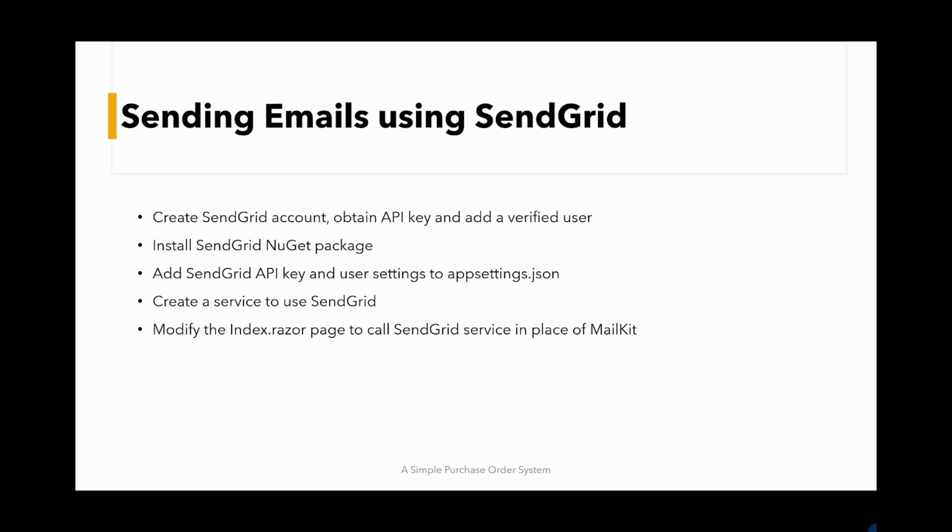The steps required to swap to SendGrid are to create a SendGrid account, obtain an API key and configure SendGrid settings, in particular a verified user, install the SendGrid NuGet package in our C# project, add SendGrid and user parameters to appsettings.json, to create a service to use SendGrid, and lastly to modify the index page to call the SendGrid service in place of MailKit. First of all, we need to create a SendGrid account. So let's have a look at that.